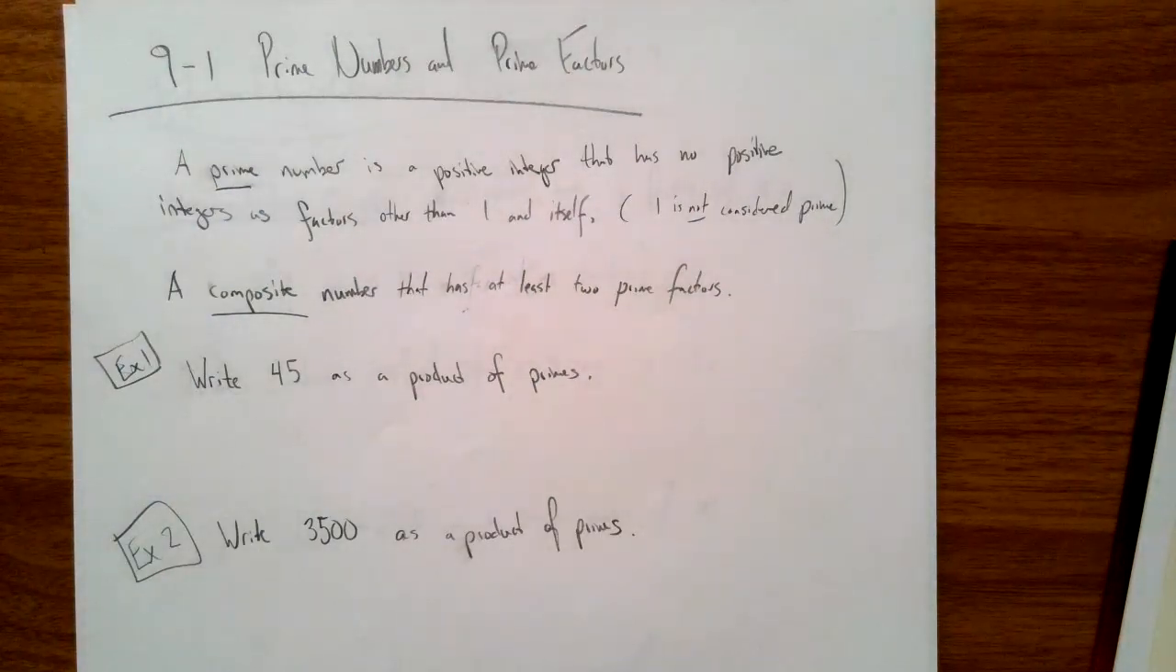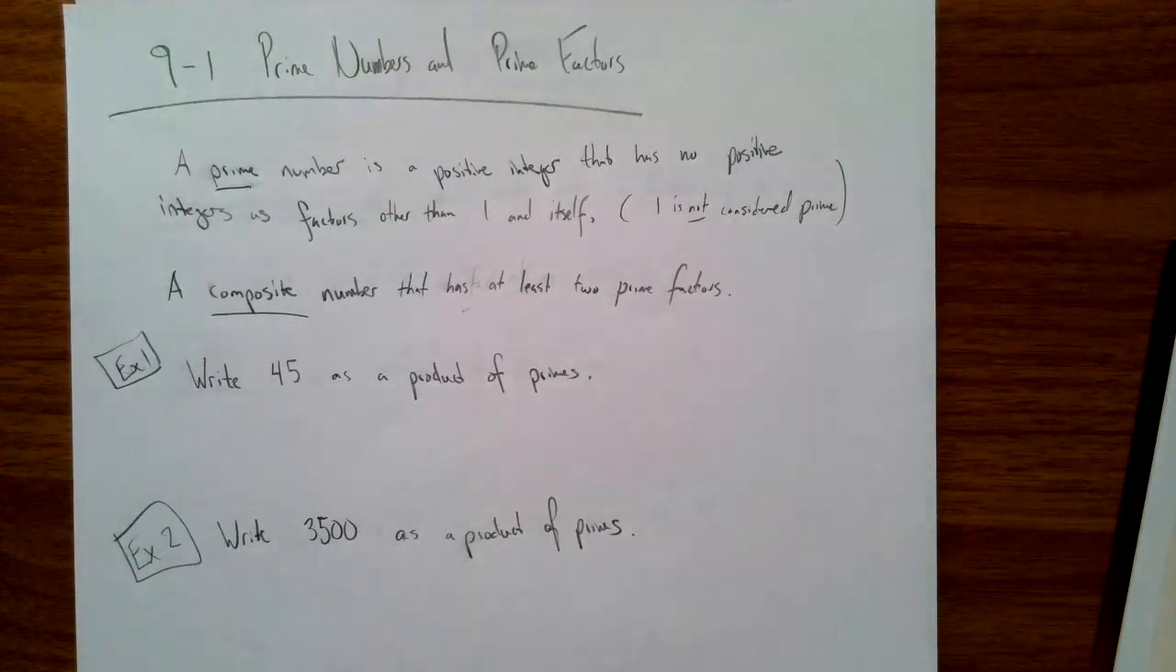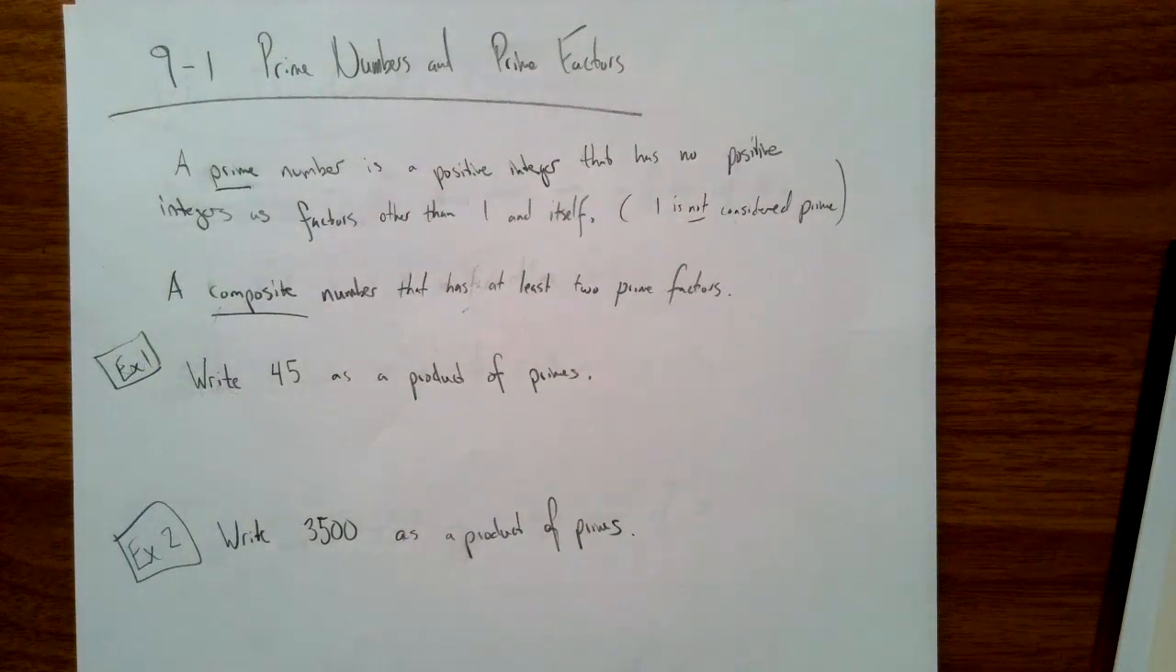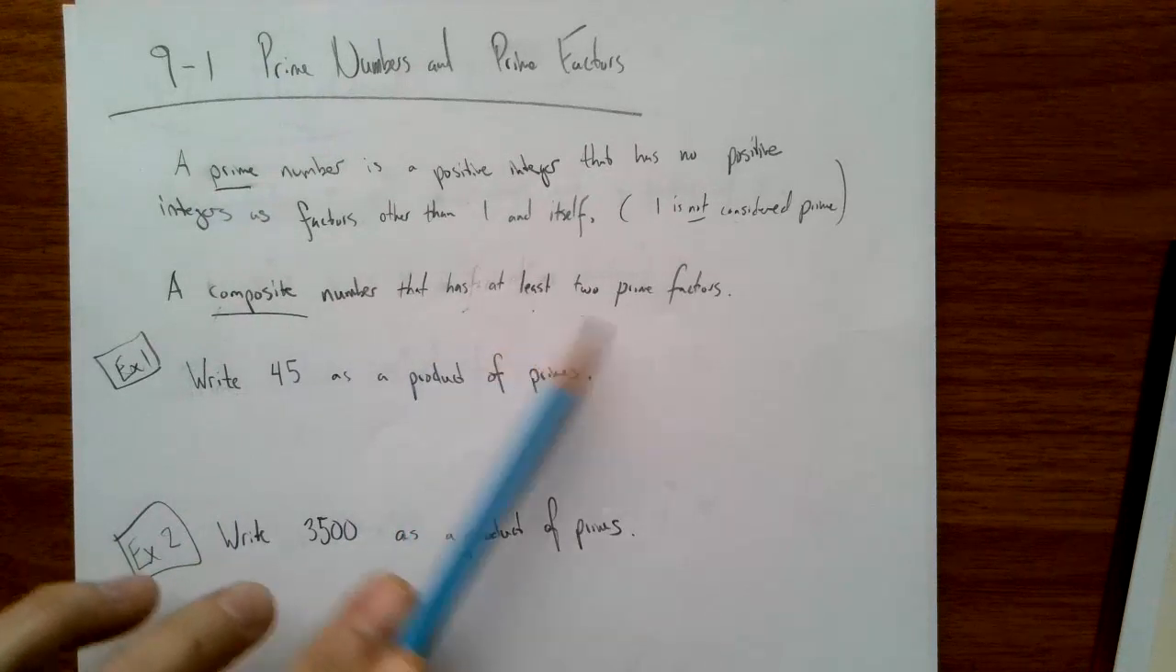We're going to cover two sections because each of them are very short and kind of go over some prerequisite content from stuff you've probably seen in previous courses. So today we're going to talk about prime numbers and prime factors as the first lesson. As a reminder, a prime number is a positive integer that has no positive integers as factors other than 1 and itself. And a composite number is essentially a number that's not prime, which means that it will have at least two prime factors.